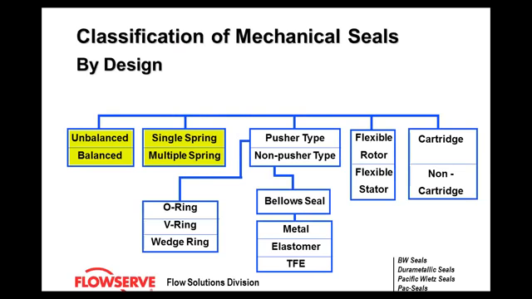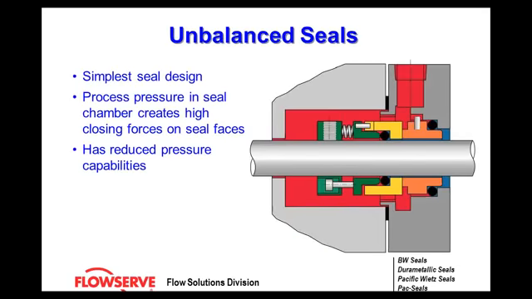Now we're going to talk a little bit about balance versus unbalance, multiple spring versus single spring. Okay, an unbalanced seal. Unbalanced seals are the simplest designs. These are seals that you'll see used in internally sealed devices, internally sealed pumps. Something like a dishwasher or a washing machine will have an unbalanced mechanical seal in it. The process pressure in the seal chamber creates high closing forces on the seal. These have reduced pressure capabilities.